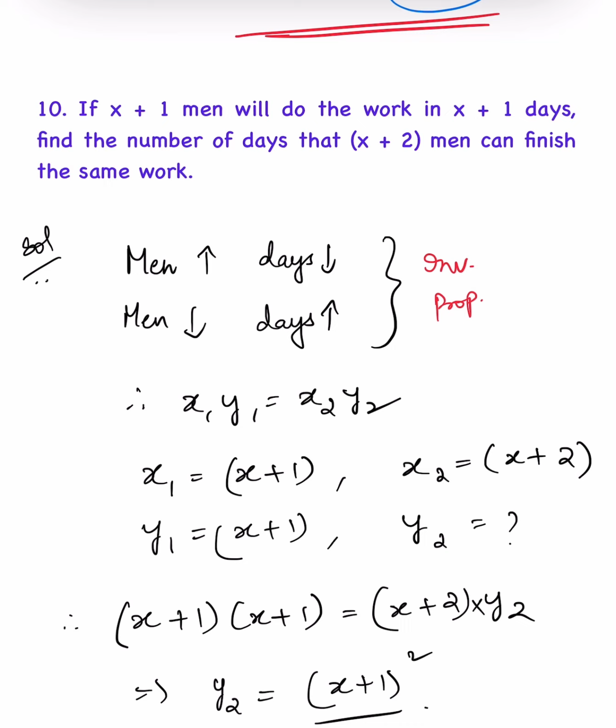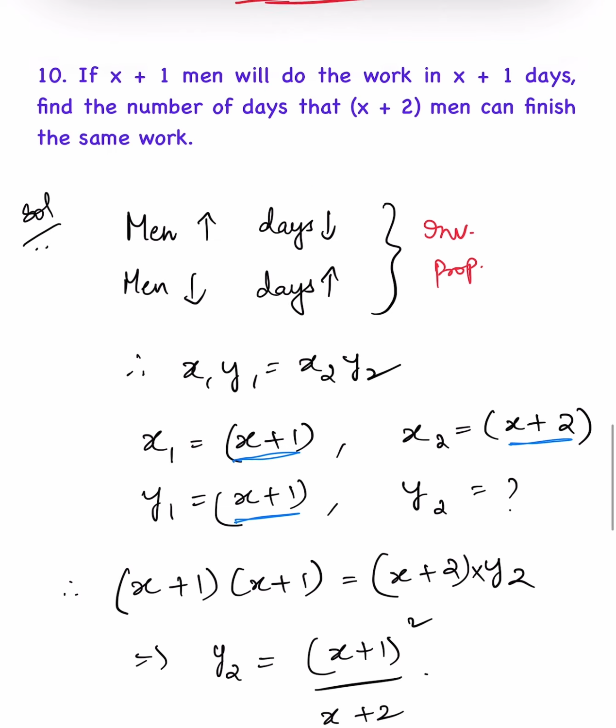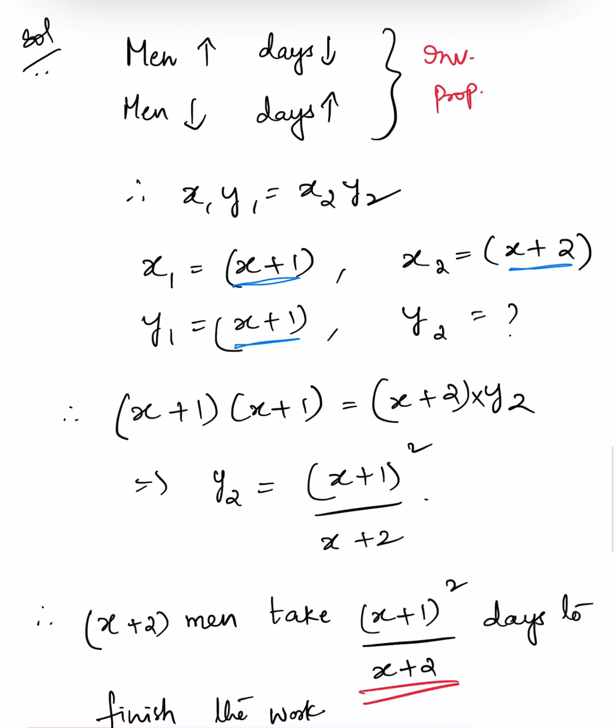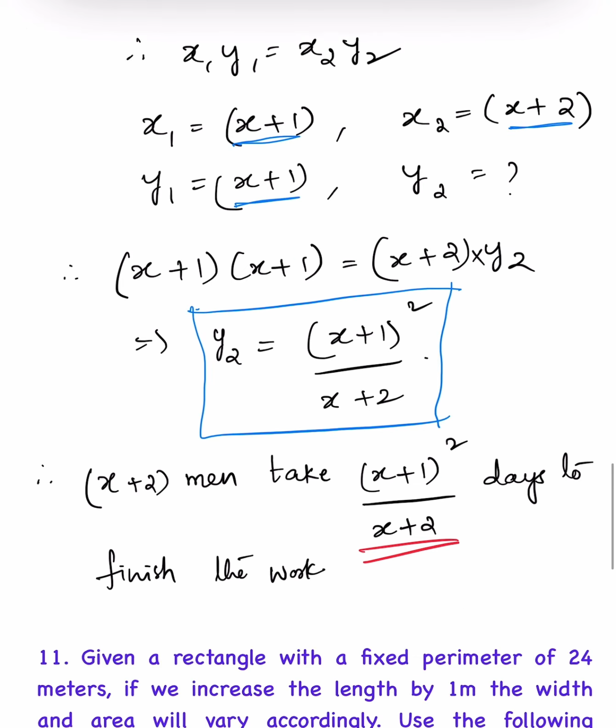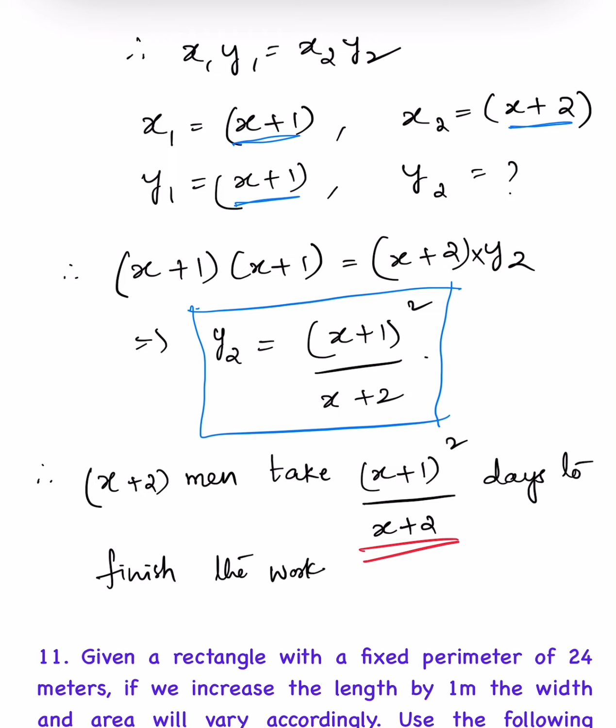Here it is given that x1 is x plus 1, x2 is x plus 2, y1 is x plus 1. We have to find y2. So x1 y1 equals x2 y2. Therefore x plus 1 into x plus 1 equals x plus 2 into y2. y2 is equal to x plus 1 whole square by x plus 2. So x plus 2 men take x plus 1 whole square by x plus 2 days to finish the work. That is the answer.